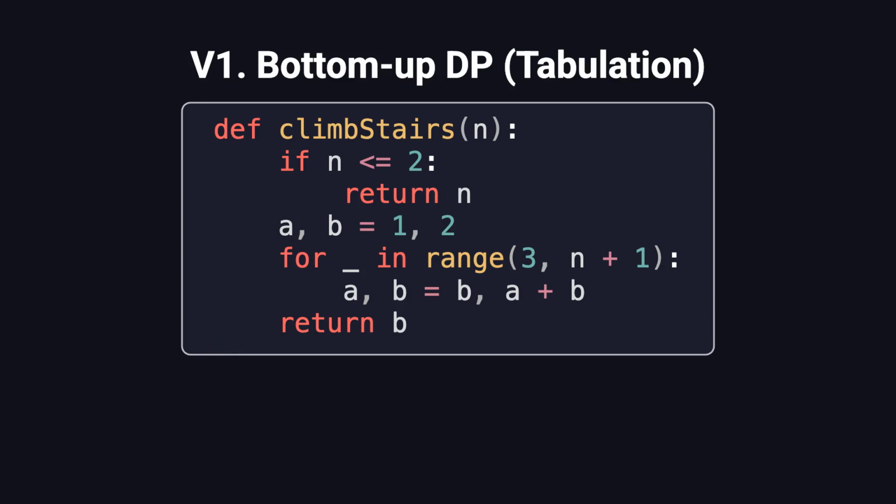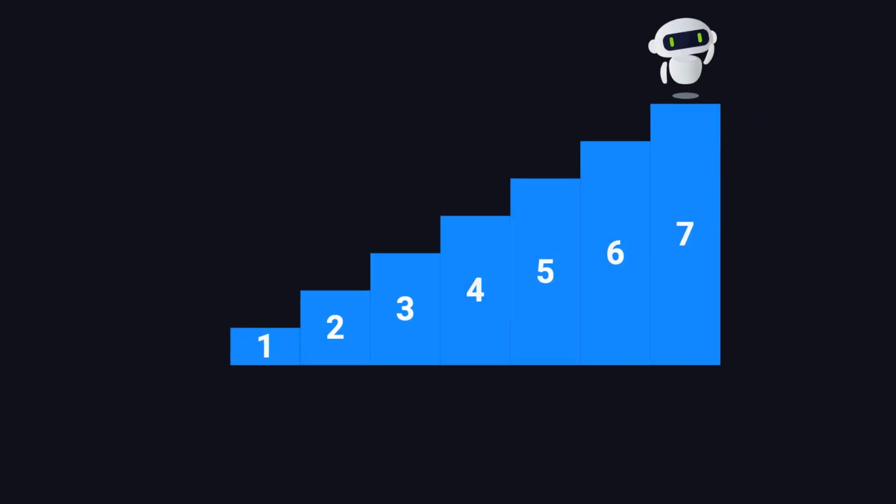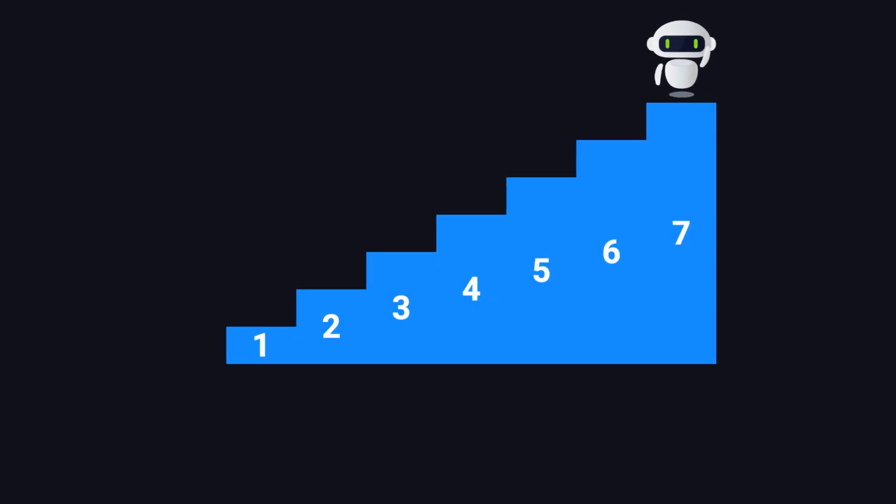The time complexity is O(n), and since we're only using 2 variables, the space complexity is O(1). It's super efficient. Besides going bottom up, there's another common way to think about this problem, top down. Instead of building from the ground up, we analyze the problem from the top and work our way backwards.